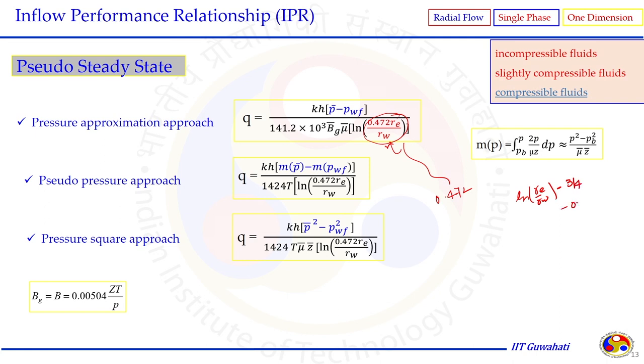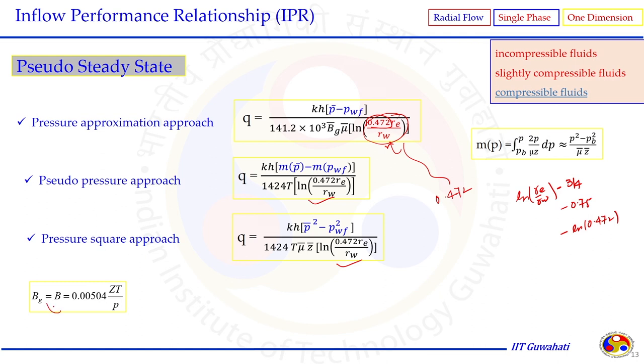Minus 3 by 4 is 0.75, and that is equivalent to ln 0.472. Okay, so that is the way the term is adjusted, and you are going to get this 0.472 in multiplication with Re by Rw, and that is appearing in all three expressions. So the similar expressions for the steady state and pseudo steady state cases are expressed.